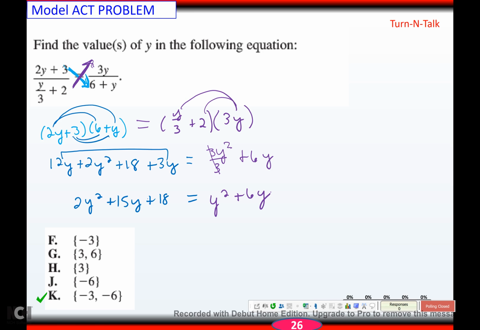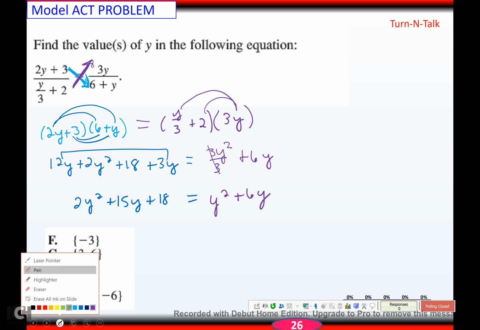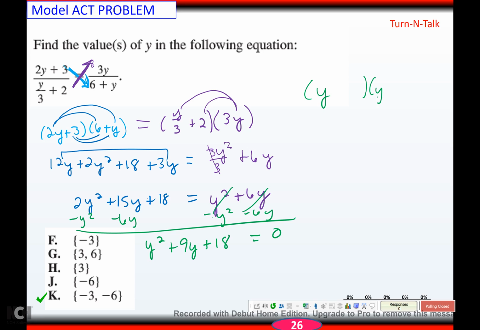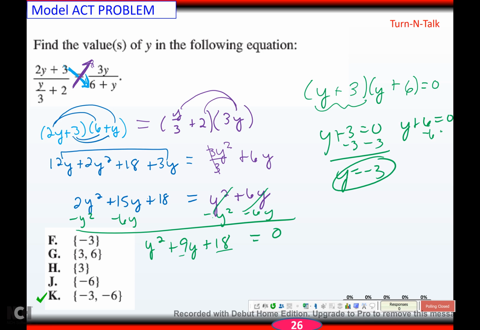And now I have to solve that, so I need to get 0 on one side. So for me, I'm going to move these two over, so minus y squared, minus 6y. And I get 0 on that side. 2y squared, take away 1y squared is y squared. 15y, take away 6y is positive 9y, plus 18 equals 0. So now it should be an easy factor because a is 1, so I have y and y. Factors of 18 that make 9 would be 3 and 6. Everybody's positive, which would indicate then y plus 3 equals 0, or y plus 6 equals 0. Minus 3, and I get y equals negative 3. Minus 6, and I get y equals negative 6. And there's my solution.